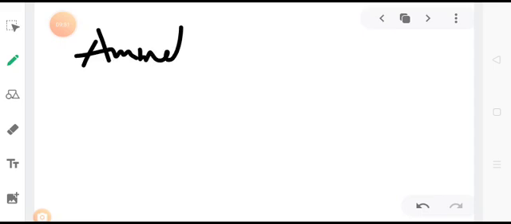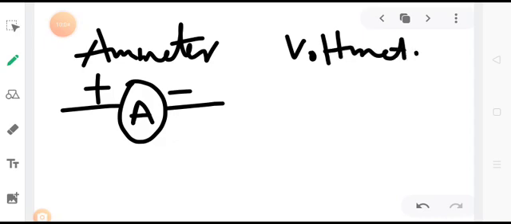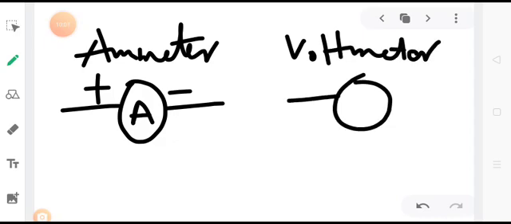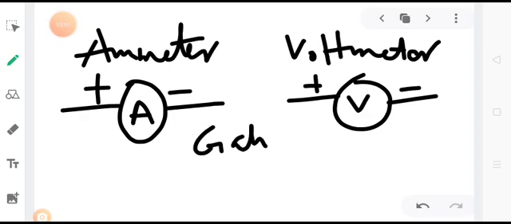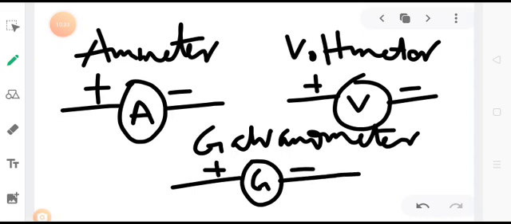A meter. Voltmeter, galvanometer. So these are some common circuit symbols. We will use a couple of these to draw a very simple circuit.